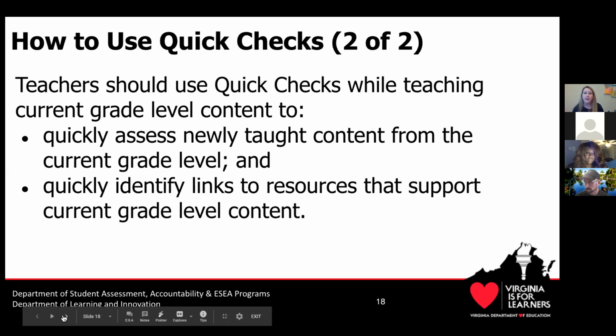So if you find, oh, my students need some additional practice, I need to go and find another resource, those are going to be available in the quick check, which is amazing that they're all in one place. So you don't have to go find 800 different websites. Go to the quick check page and everything will be there for the standard and bullet you're teaching.